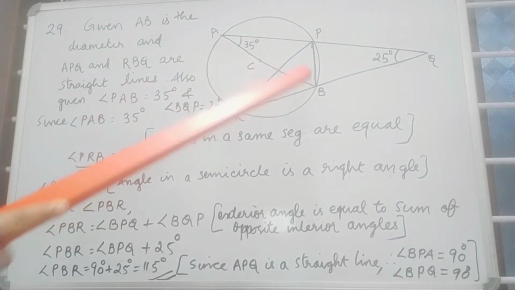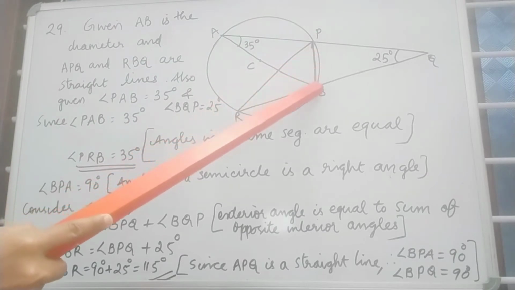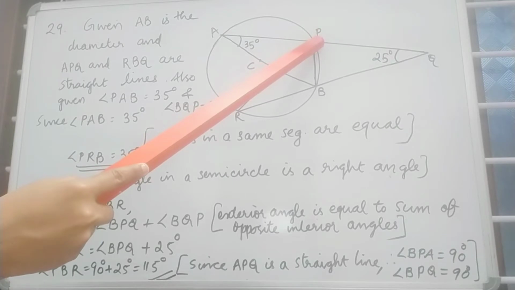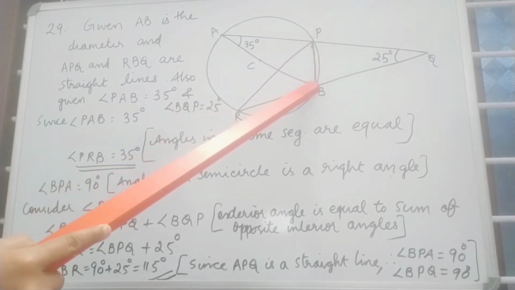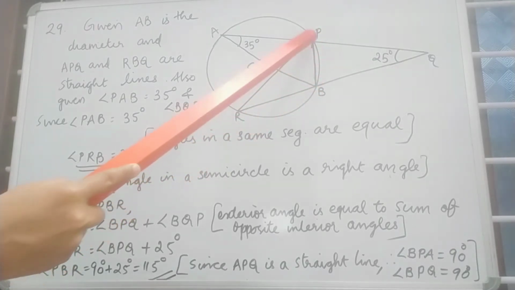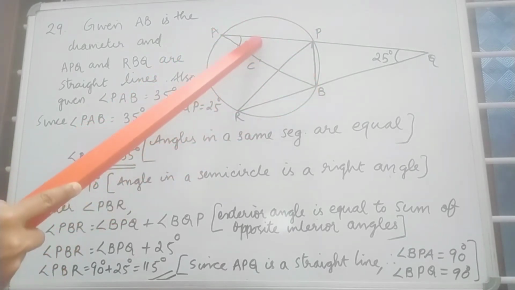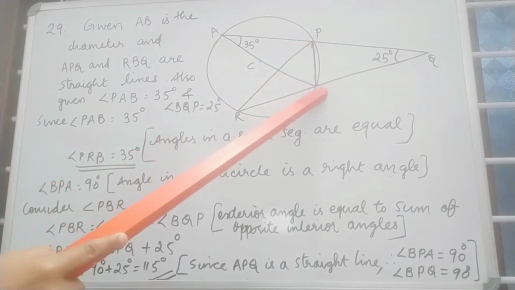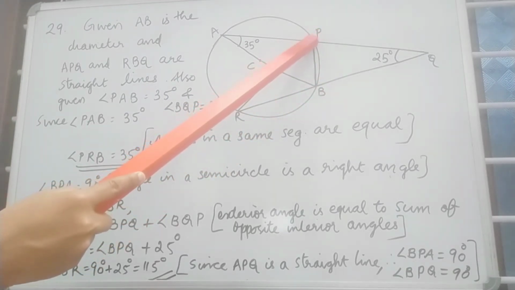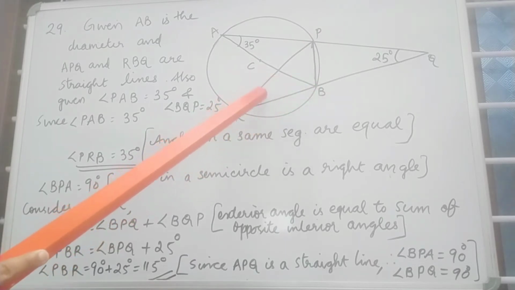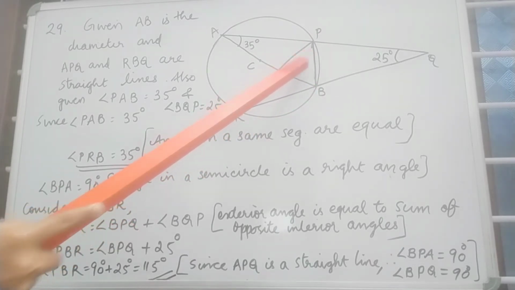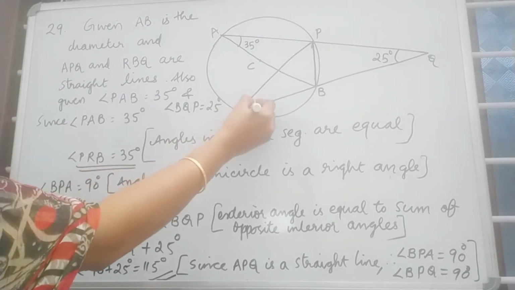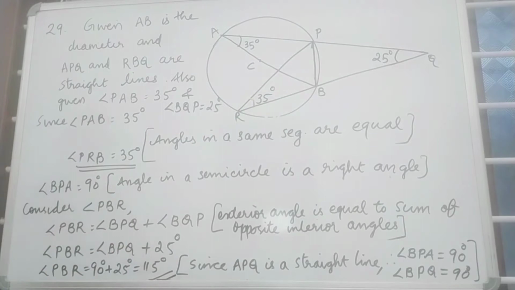Since angle PAB is equal to 35 degrees, that is in the segment PB, what about PRB? PAB is given as 35 degrees. So what about this angle? It is in the same segment PB. So PRB will be 35 degrees because angles in the same segment are equal. So we can write this angle also as 35 degrees. That is our first part.